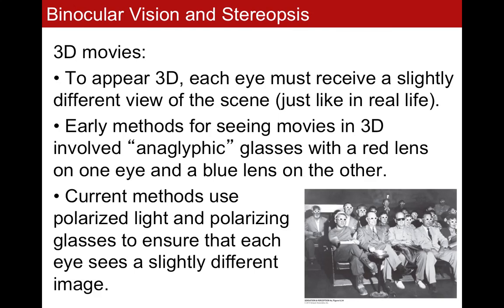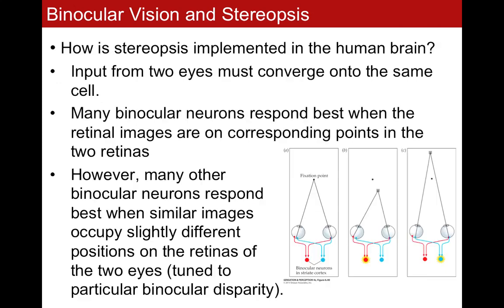Another thing that you might relate to stereopsis is 3D movies. To look 3D, both eyes have to get a slightly different view of the scene, just like in real life, but a bit exaggerated. Early methods for seeing 3D movies involved red and blue glasses, but current methods use polarized light and polarized glasses to really ensure that each eye is seeing a slightly different image.